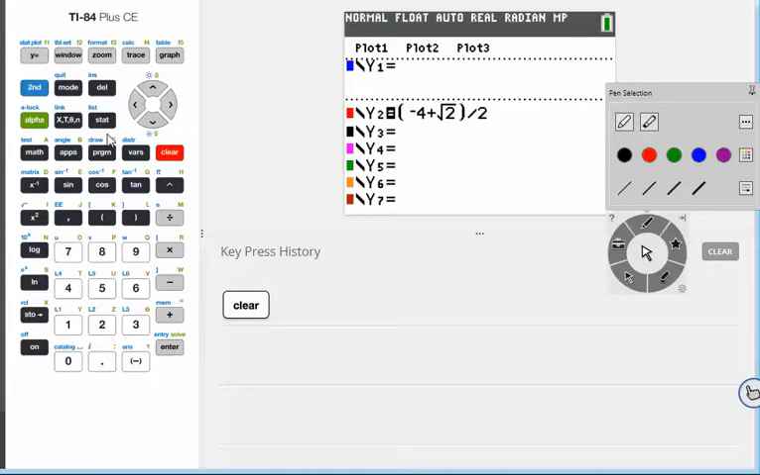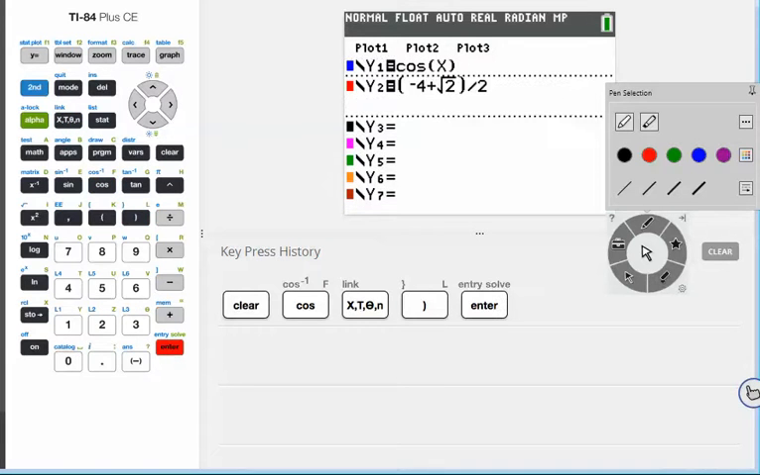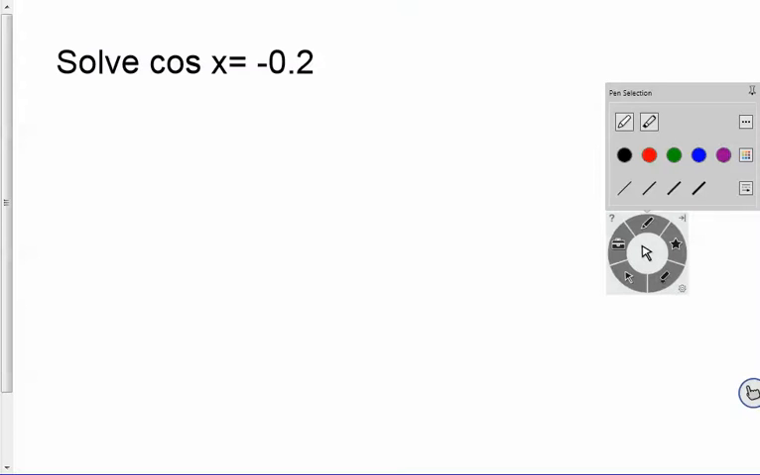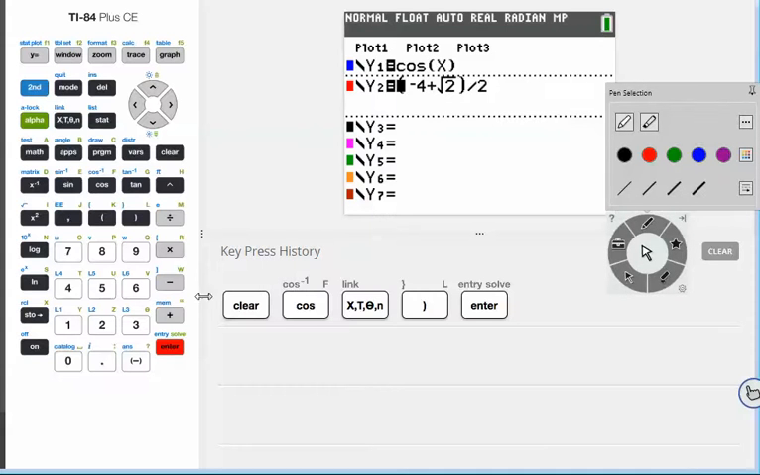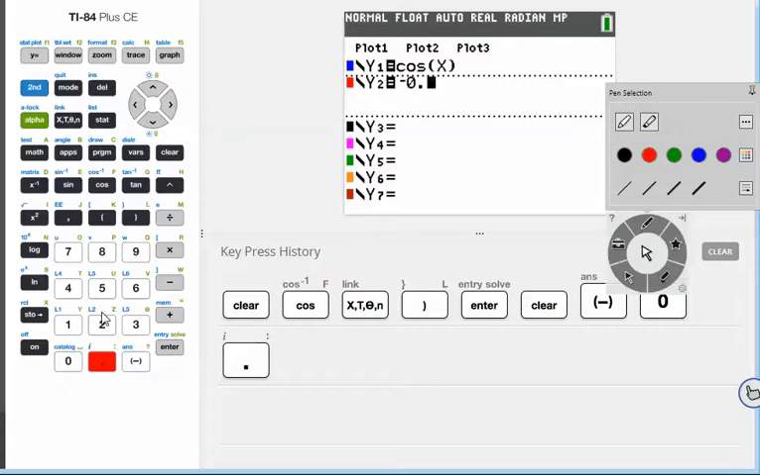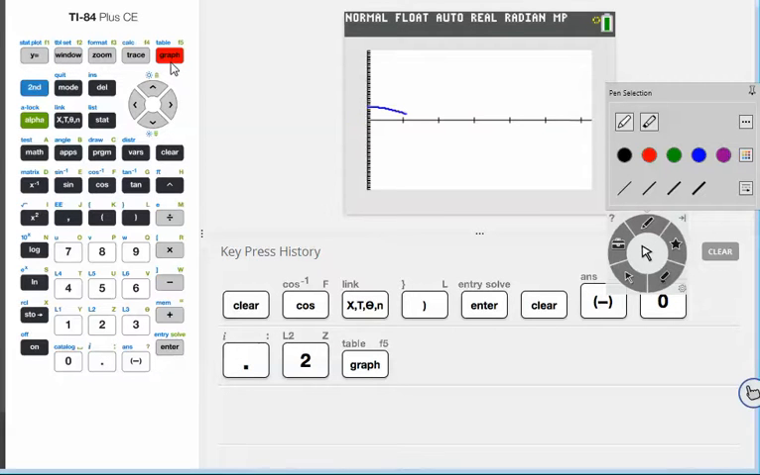So you put in the cosine of x and you put in negative 0.2, and then you hit graph. When you do that, you're looking at this negative 0.2. It looks like it crosses in two spots because my window is from 0 to 2 pi.